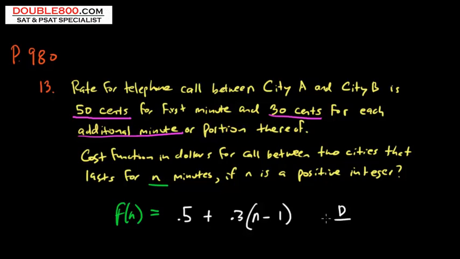But if you ever see a problem like this where it starts out, there's some type of flat rate for the first increment, and then you see the phrase, each additional minute or every minute thereafter, you don't want to double count that first increment, so it's always going to be n minus 1 or whatever the increment is. Just keep that in mind. So the answer here is D.